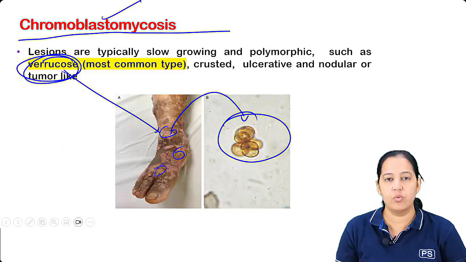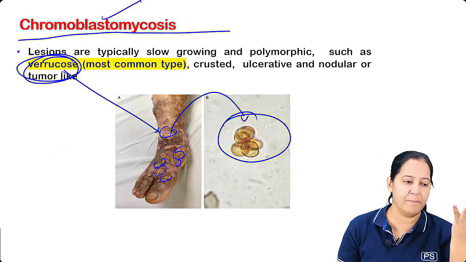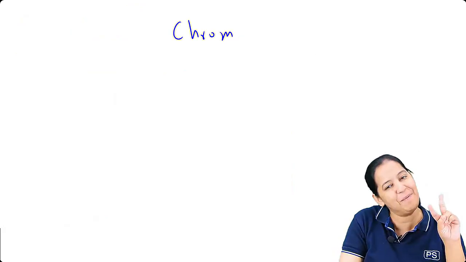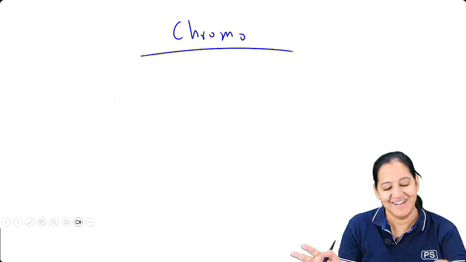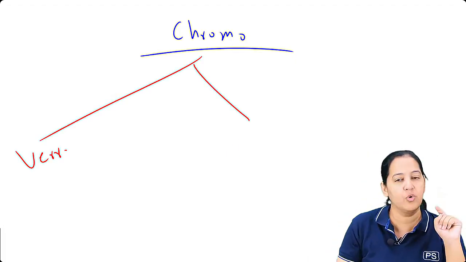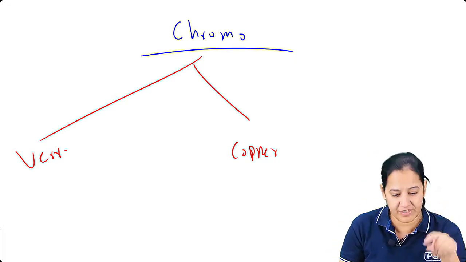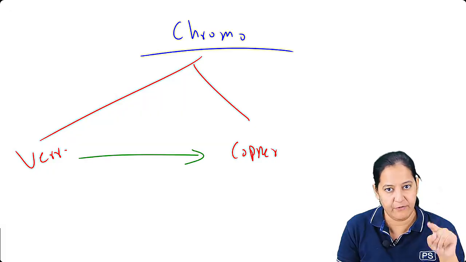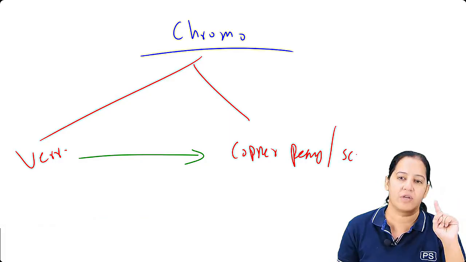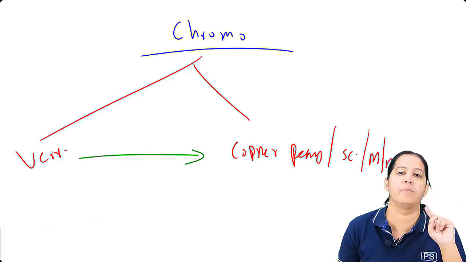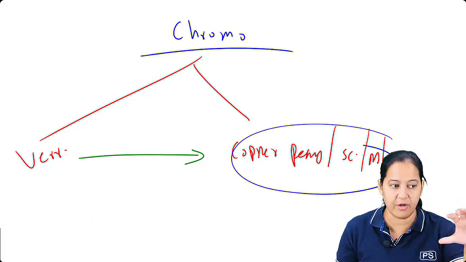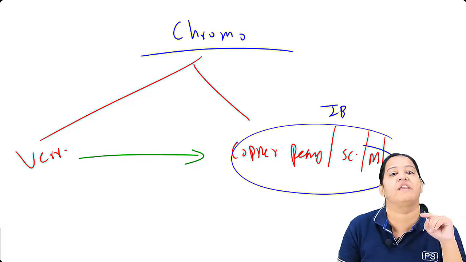So I suggest you, verrucous means small warty growths. So in chromo learn only two things. Questions will come on only two; a third question has never come. Number one, verrucous lesion, and number two, copper penny. If you take the biopsy of this, you will get the copper penny, also known as sclerotic body, muriform body, Medlar body, whatever. So this is the diagnosis. Here you can get a theoretical question, and you can get an image-based question very frequently.